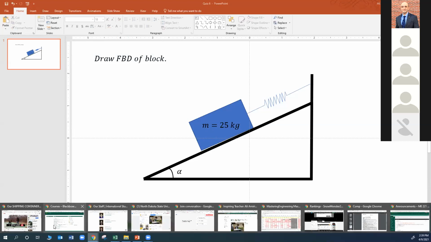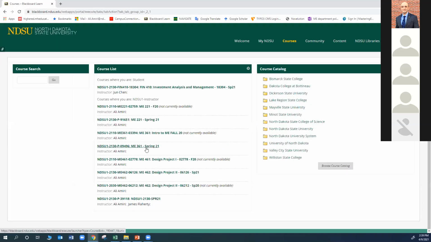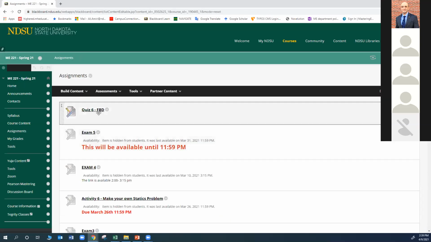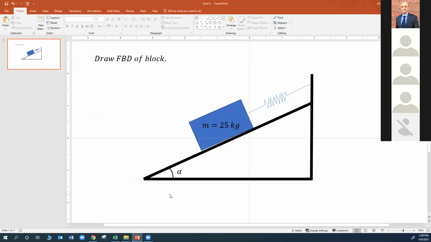If you're in the classroom, draw it on a sheet of paper and Colton will snap a photo of it. Make sure to include your name. If you are online, there is a link, assignment quiz 6 FBD. Just submit it to that link. Do not leave the call before you submit it. And don't search it online. I totally made this up right before the class, so you will not find the solution anywhere.